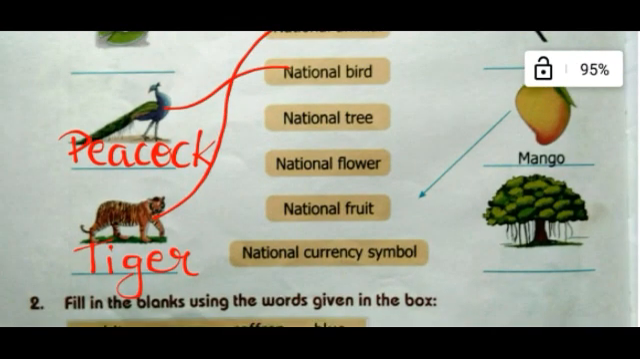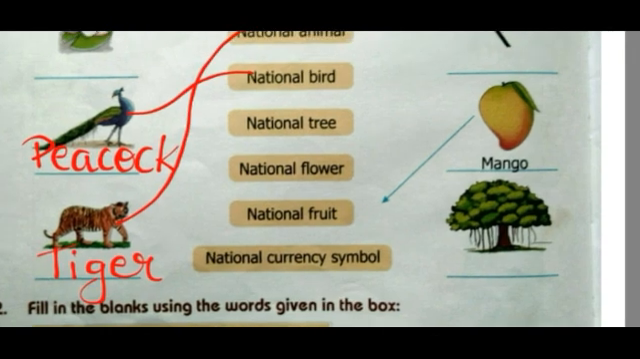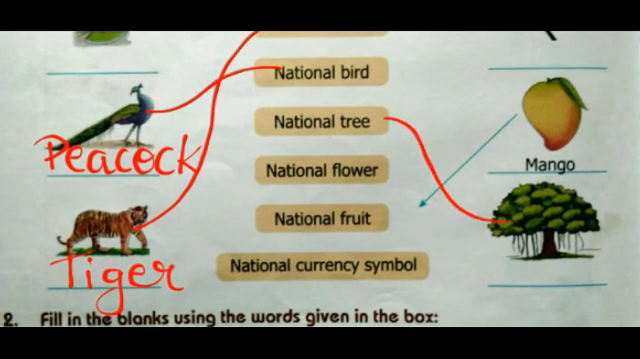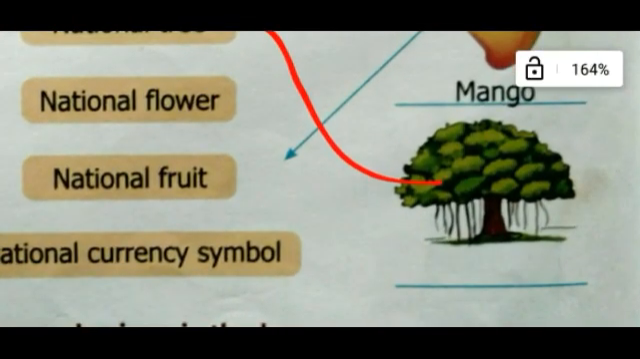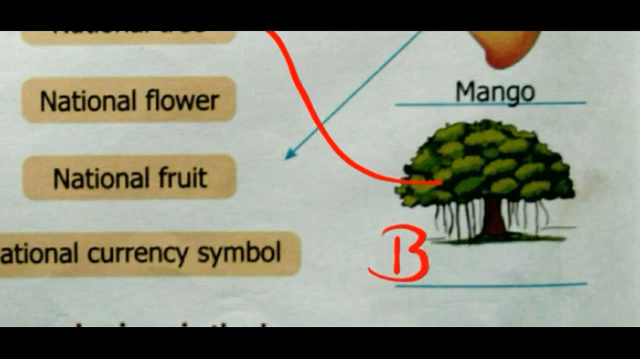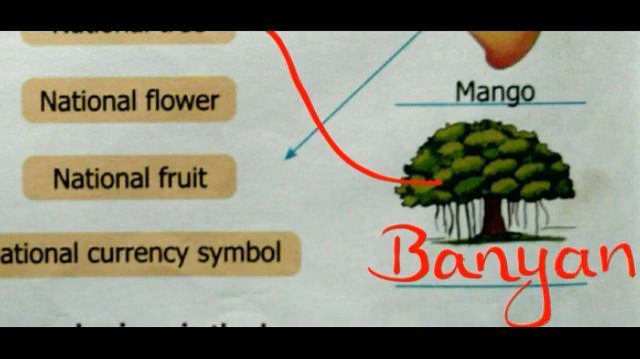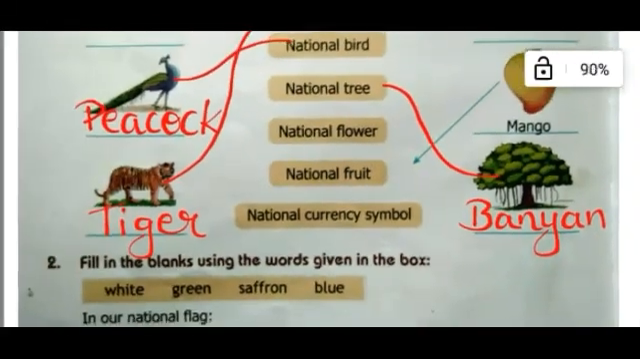Now see the third one. National tree. So, which is our national tree? Our national tree is banyan tree. Yes, right. So, we will match it with banyan tree. And then we have to write the name of banyan tree here. B-A-N-Y-A-N. Banyan tree. Okay.